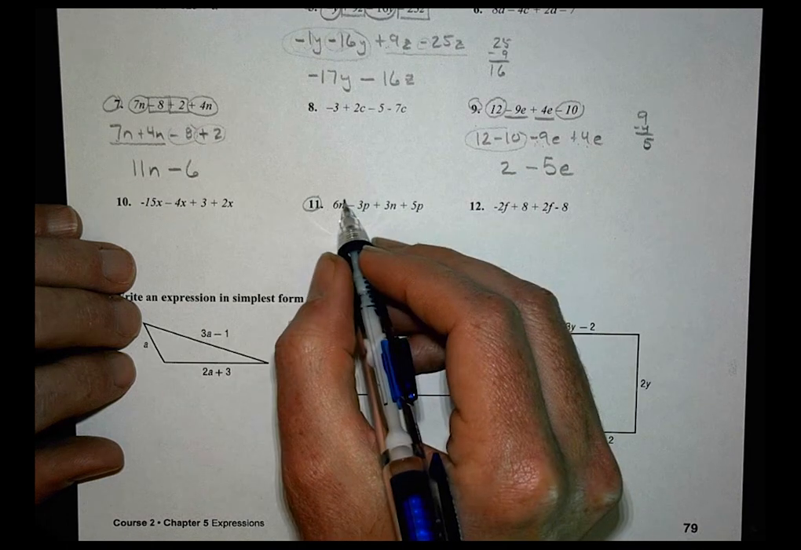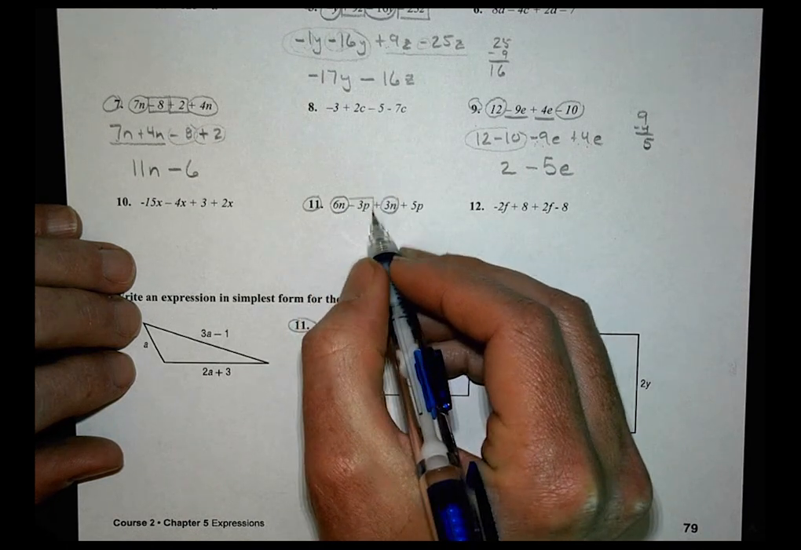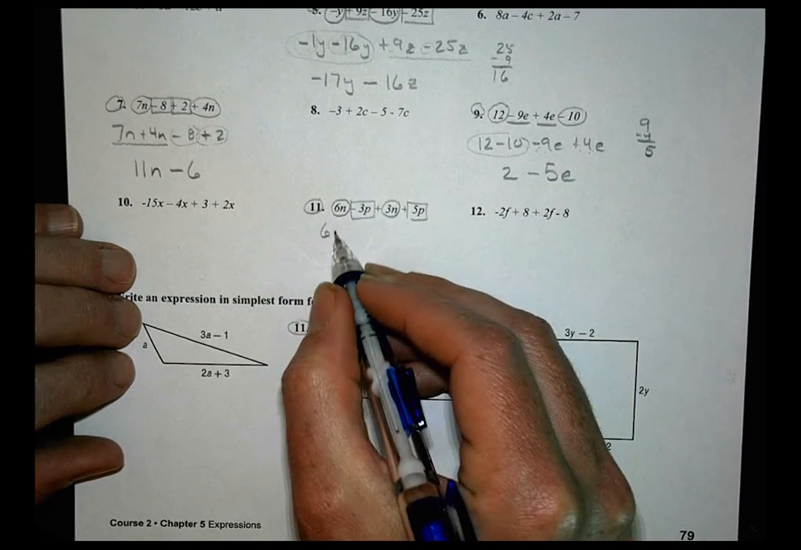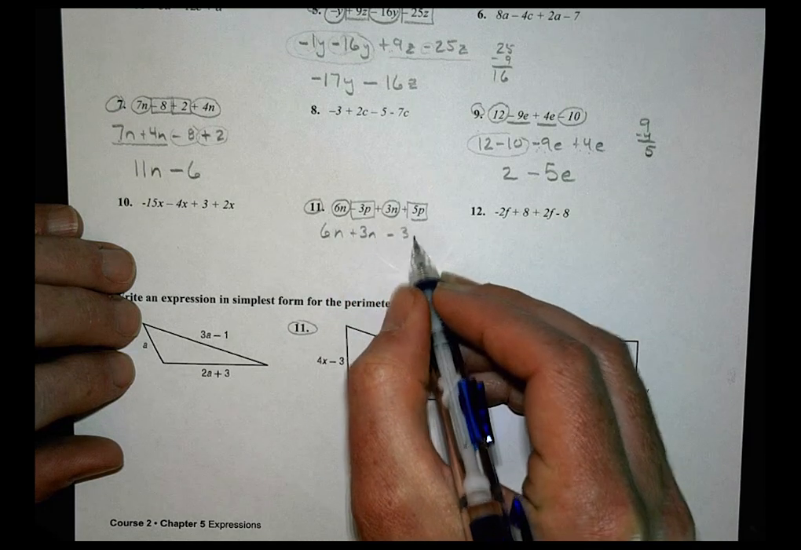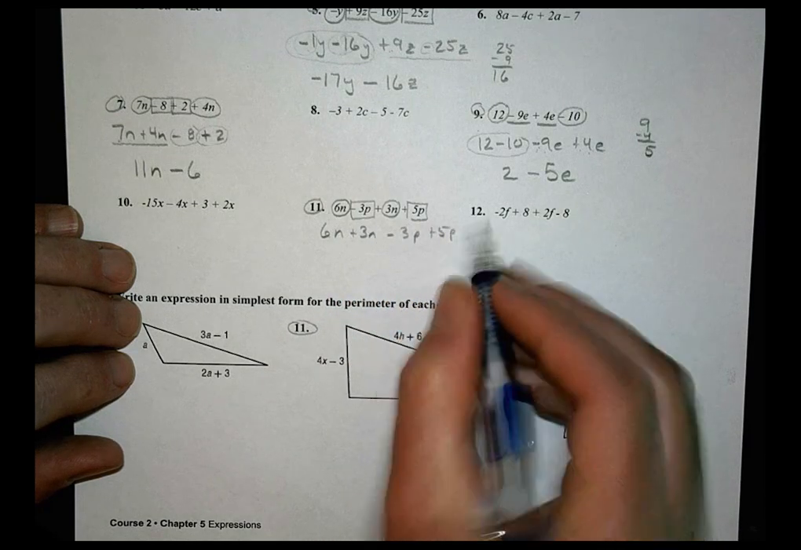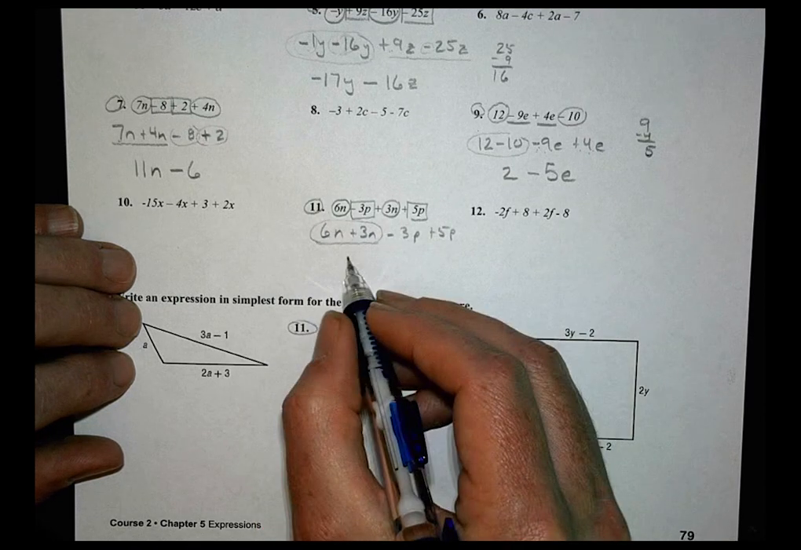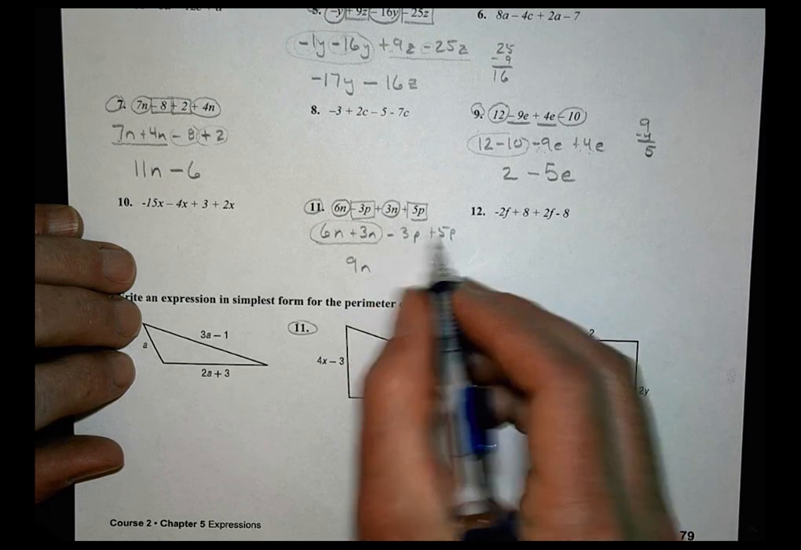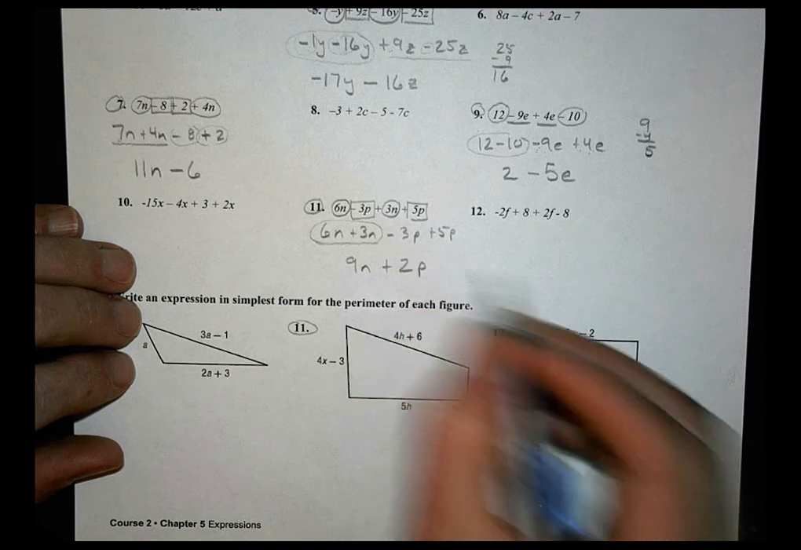Number 11, we have 6n and 3n, and over here we have a minus 3p and a plus 5p. So rewriting that, I have 6n plus 3n minus 3p plus 5p. Combining like terms, I have 6n plus 3n, which is a total of 9n's, and then I have 5 minus 3, which is going to give me a regular old 2p right there.